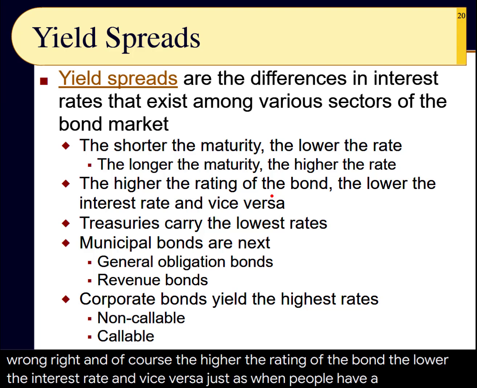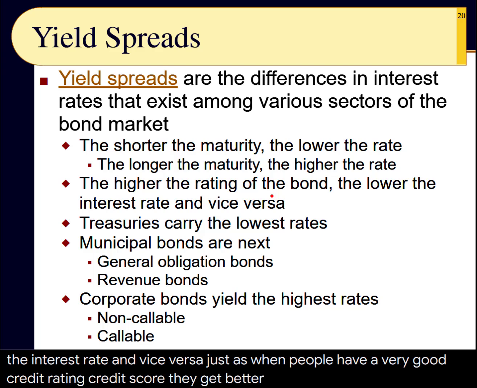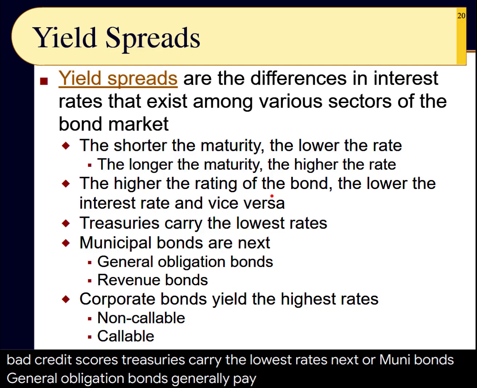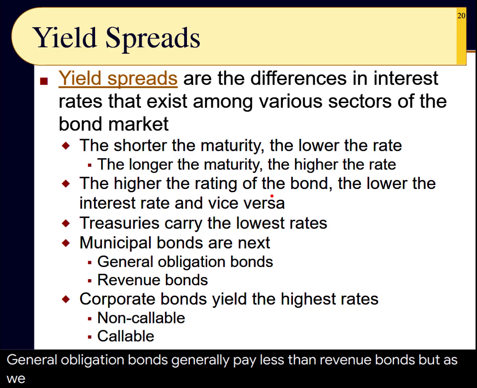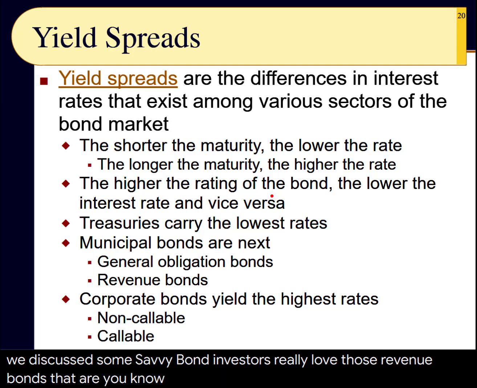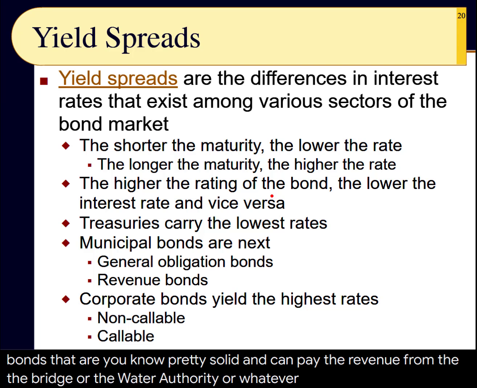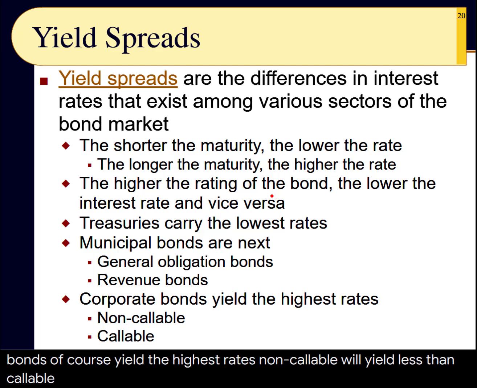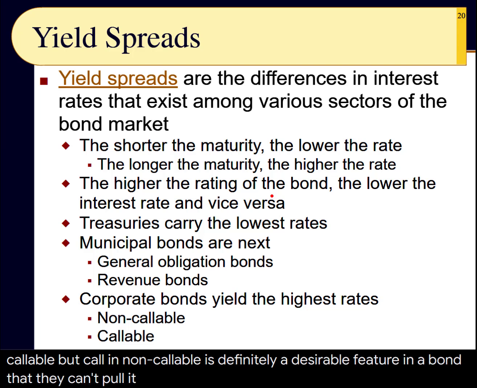Just as when people have a very good credit rating, credit score, they get better interest rates than people with bad credit scores. Treasuries carry the lowest rates, next are muni bonds. General obligation bonds generally pay less than revenue bonds, but as we discussed, some savvy bond investors really love those revenue bonds that are pretty solid and can pay the revenue from the bridge or the water authority or whatever. And then corporate bonds, of course, yield the highest rates. Non-callable will yield less than callable, but non-callable is definitely a desirable feature in a bond, so they can't pull it away from you.